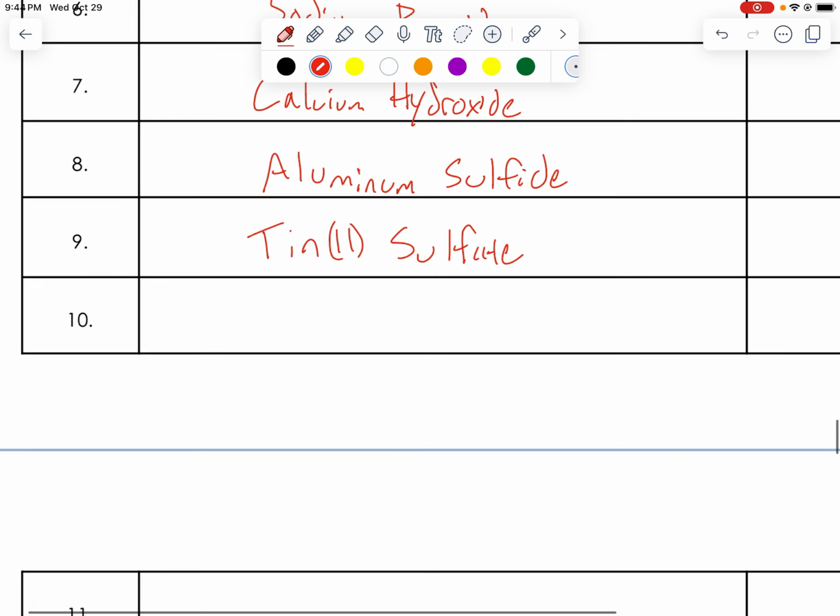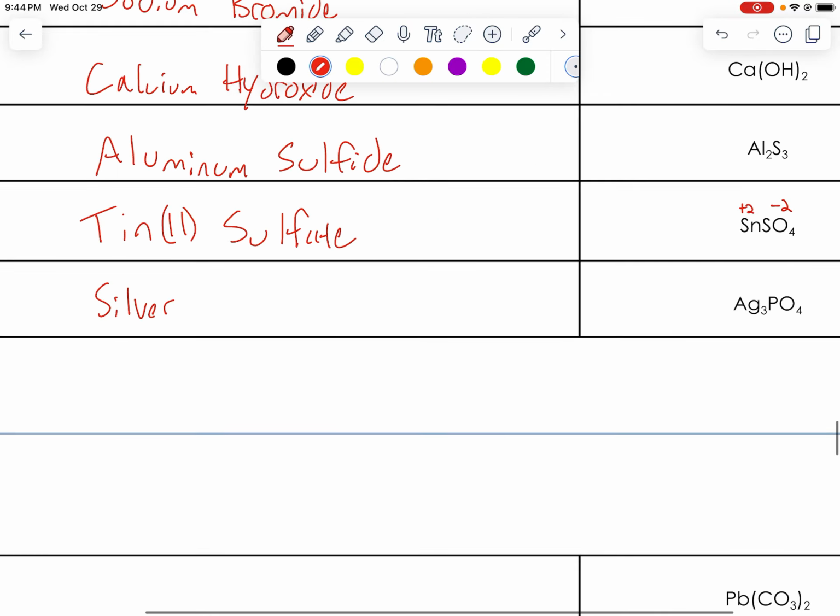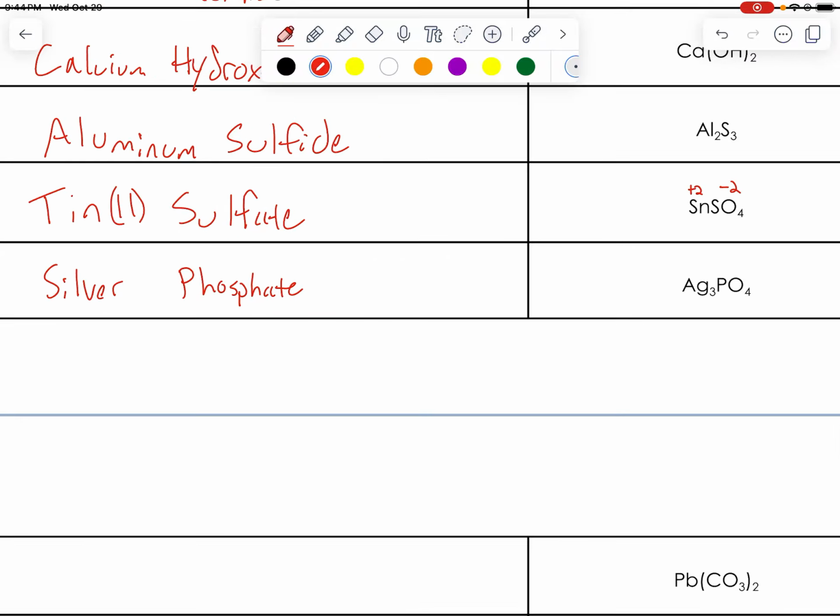Ag3PO4. Okay, so Ag is silver. PO4 phosphate. Silver does not need a Roman numeral. You can look it up on the back. It is in the cation chart, but there's no Roman numeral next to it. So we're good.